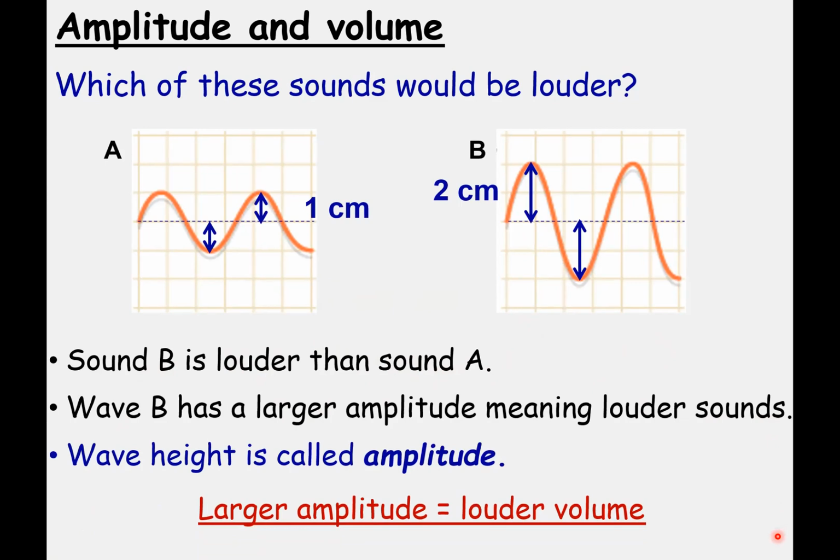As you can see, both waves have the same pitch as we have not changed the frequency. You can see this by checking how many peaks and troughs there are in both diagrams. In sound A, you can see that there are 2 peaks, and in sound B, there are also 2 peaks.